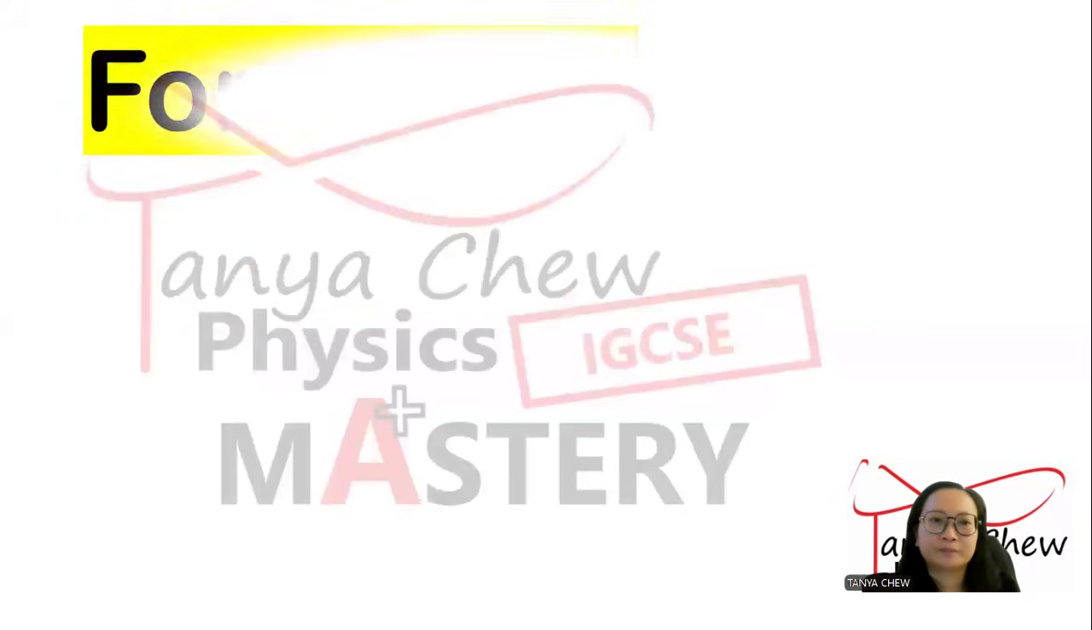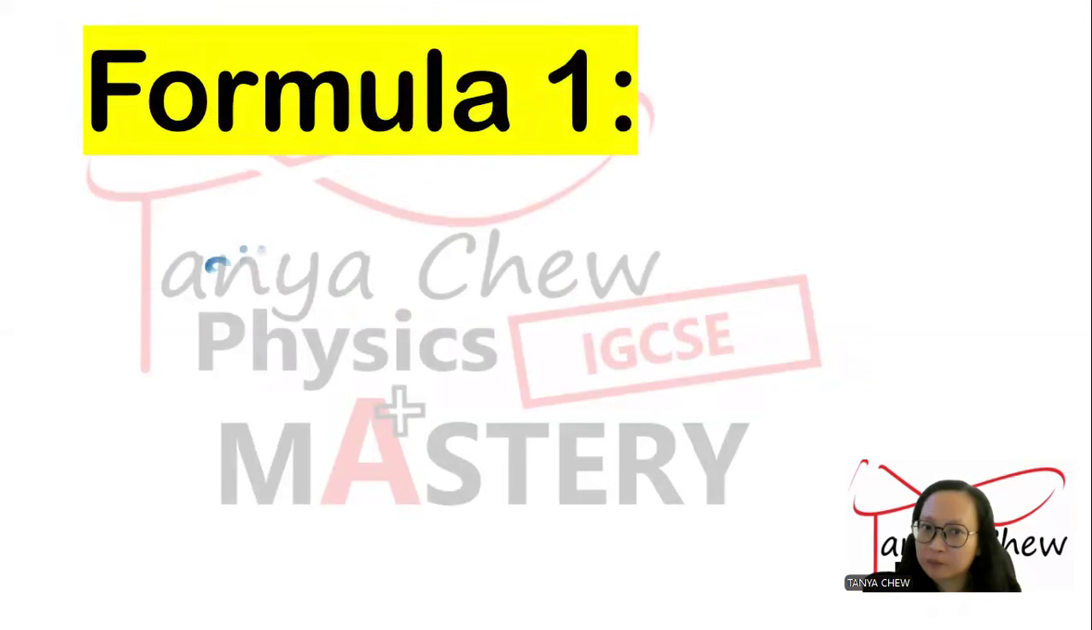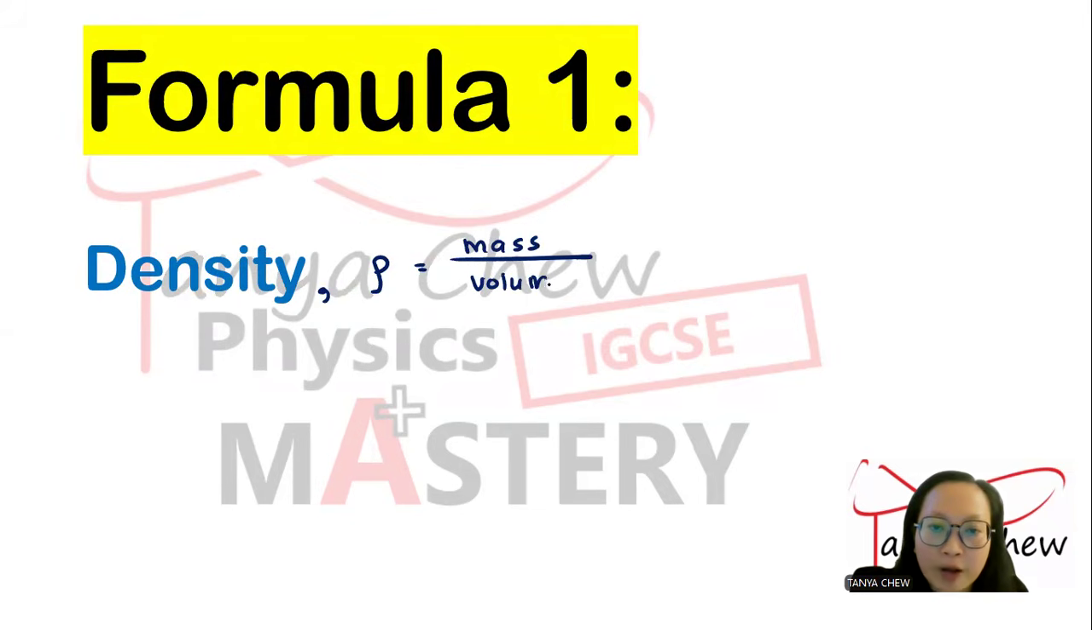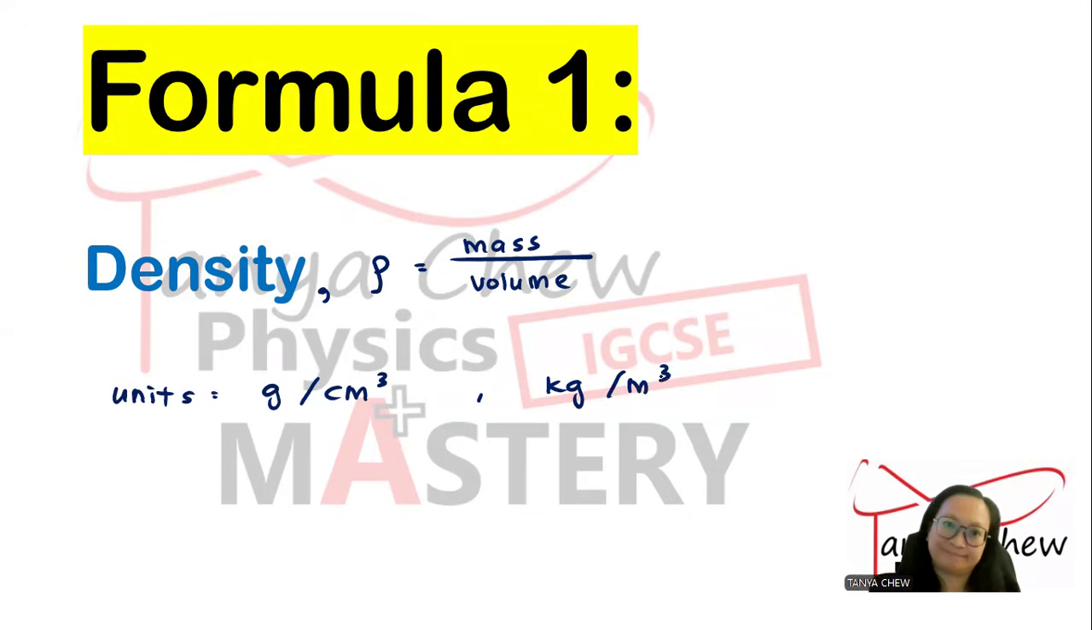Now, formula number 1 is quite basic. It is density. The symbol of density is called rho. It can be calculated from mass over volume. Beware of the unit of density, right? The unit of density could be gram per cm cube, or kilogram per meter cube.